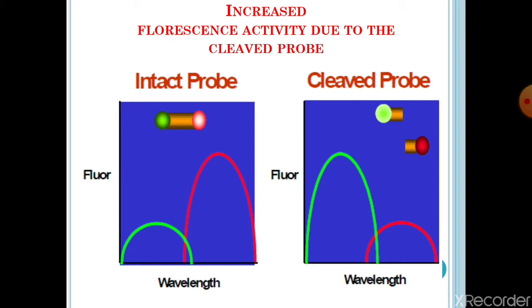So when the probe is intact, you can see the fluorescence, okay, and after the probe is cleaved, you can see the emission by the reporter, which is green color, it is increasing, and the emission from the quencher, which is shown in the red color, it is decreasing.